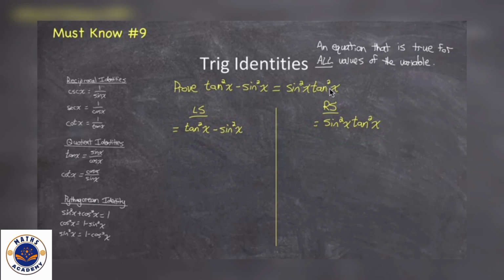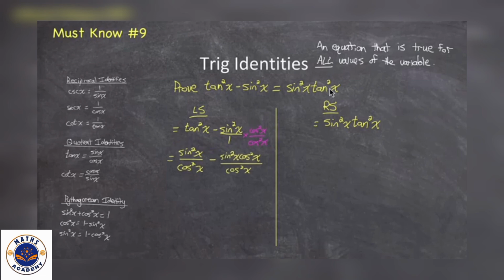So I'm not allowed to change the value of either of them. What I could do on the left, I know that based on the quotient identity, tan of any angle equals the quotient of sine over cos. So I can change tan squared x to sine squared x over cos squared x. And then I'm subtracting sine squared x, but remember that sine squared x is technically over 1. I can multiply top and bottom of that by cos squared x to get a common denominator. I haven't changed its value, I've just multiplied it by 1.